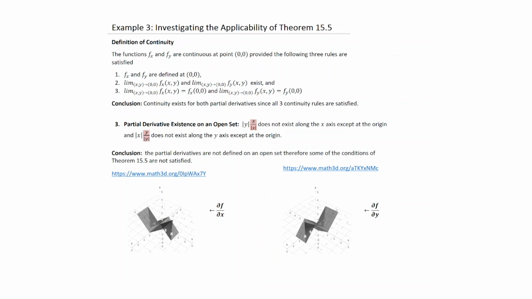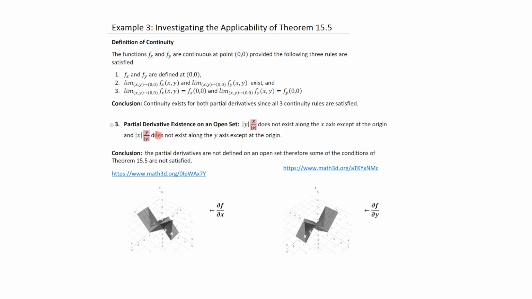I mean, f partial x at (0, 0) and f partial y at (0, 0) have already been pre-calculated, so we know they exist, but are the limits the same? Conclusion: continuity exists for both partial derivatives since all three continuity rules are satisfied. We just showed that this was 0, and this was pre-calculated to be 0. This was 0, and that was also pre-calculated to be 0. So everything is okay, but only at the point (0, 0).